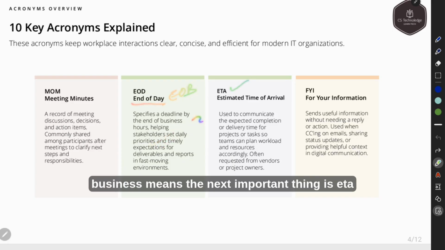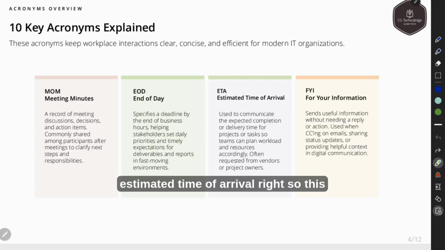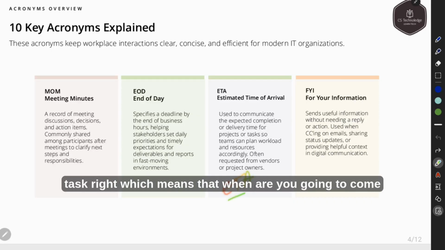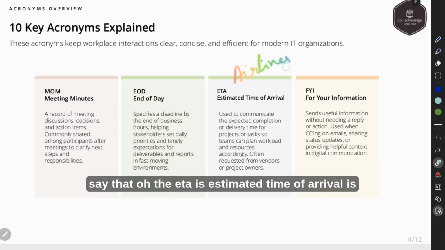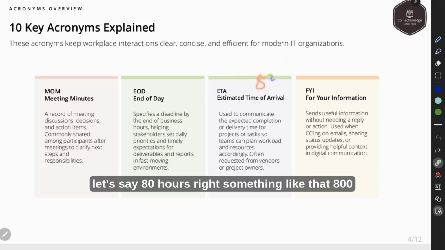The next important thing is ETA, estimated time of arrival. This is generally used to communicate the expected completion time or delivery time for a project. For example, what is the ETA for this task? Which means, when are you going to complete this task? In general, even with airlines, you say the estimated time of arrival is, let's say, 800 hours. Similarly, in this case, you say by when a person is going to complete a specific task. So, estimated time of arrival.